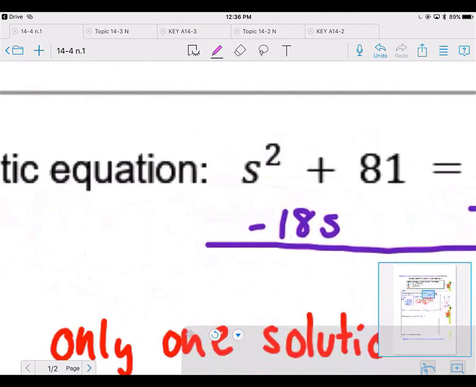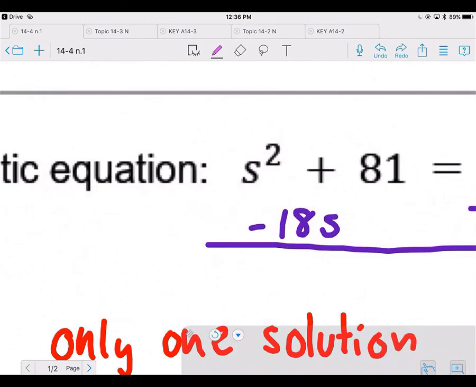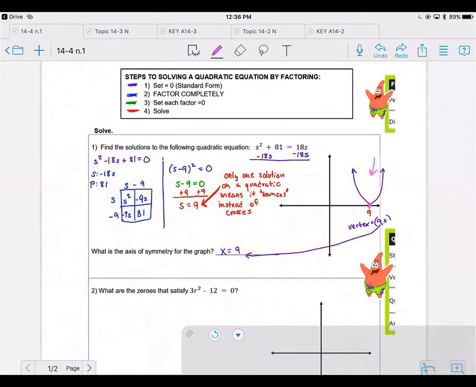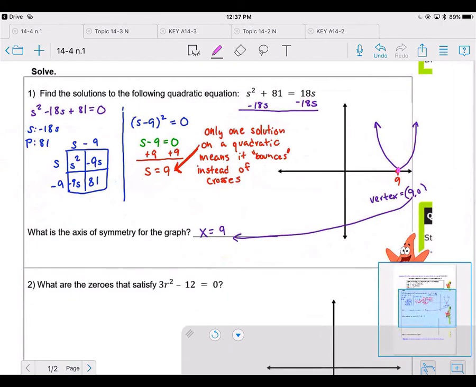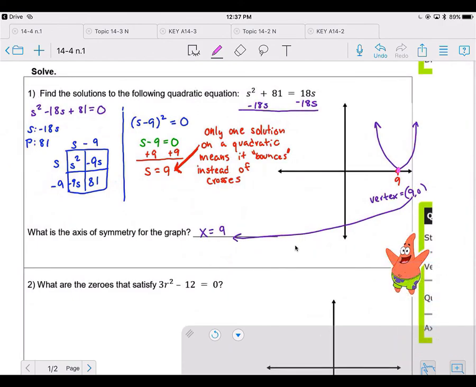It is a positive graph because of a positive leading term. So my s squared is positive, my graph is positive. It opens up, it's normal, it's a U. So from here they ask us for the axis of symmetry for the graph. The axis of symmetry is related to your vertex. Your vertex in this case is related to where it bounces. So it bounces at 9, meaning 9, 0 is my vertex. Because my vertex has a 9, my axis of symmetry is x equals x from the vertex, so x equals 9.